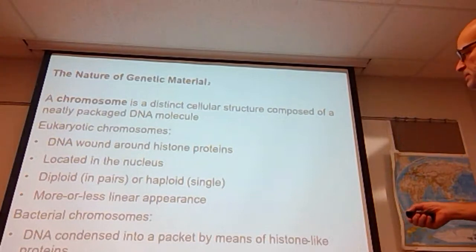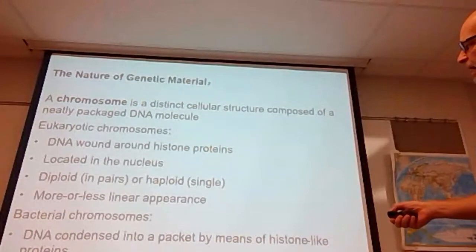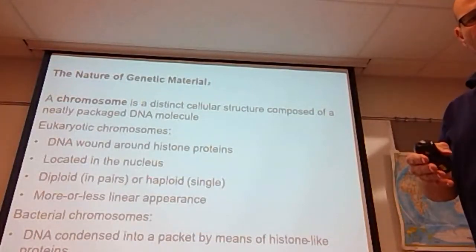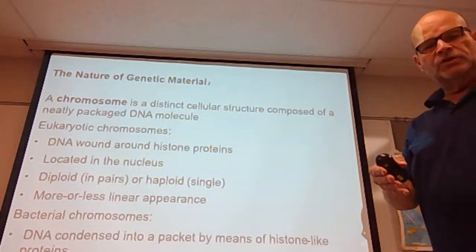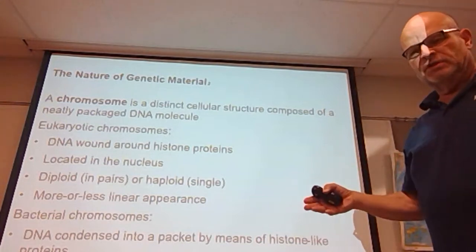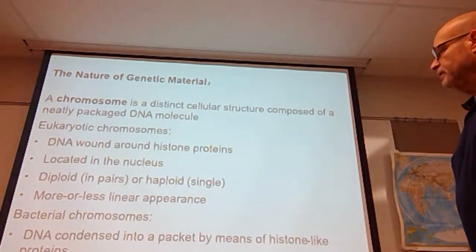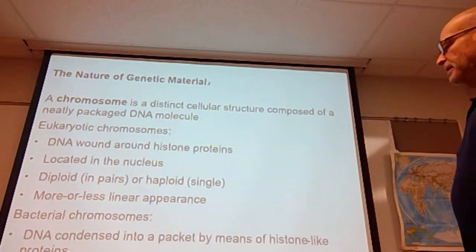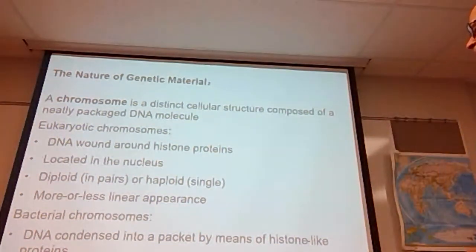In bacterial organisms, the ones with a single chromosome, that is considered to be a haploid cell, and the chromosome is duplicated and transferred from one generation to the next through a process called binary fission. In most eukaryotic cells, chromosomes are more or less linear. In bacterial chromosomes, however, the DNA is condensed into a package by means of a histone-like protein.